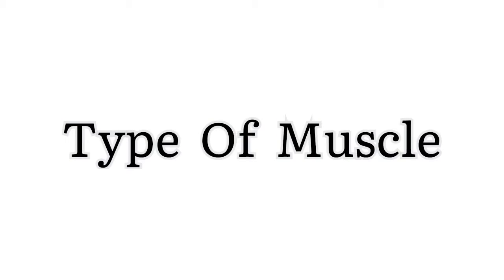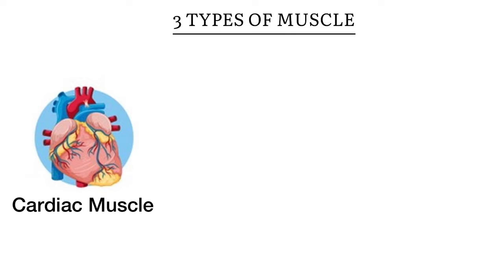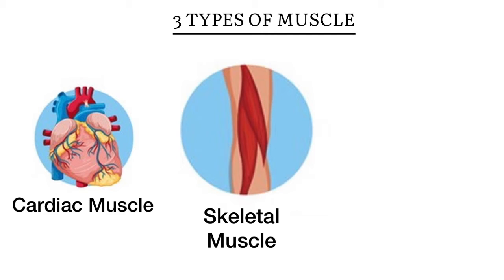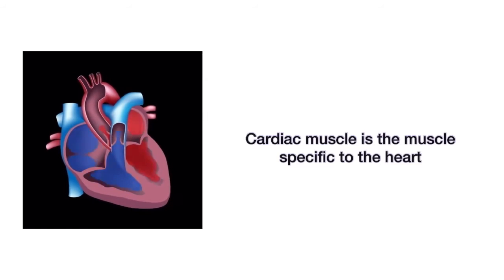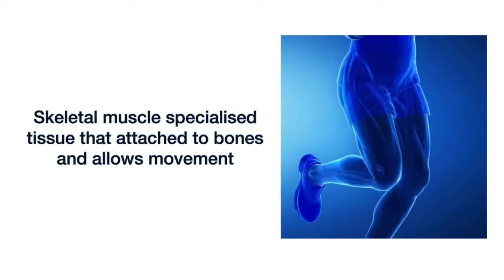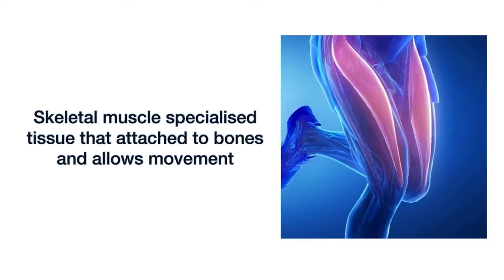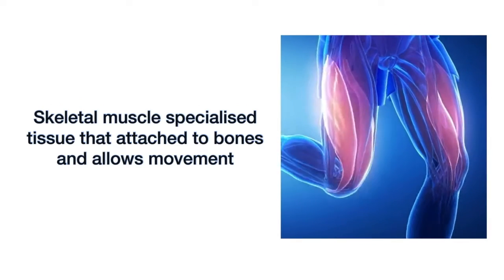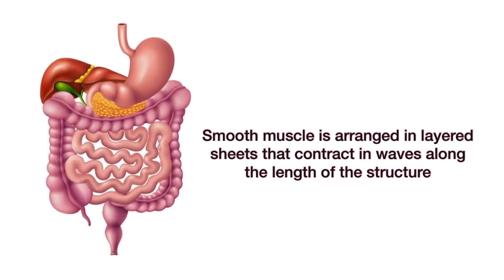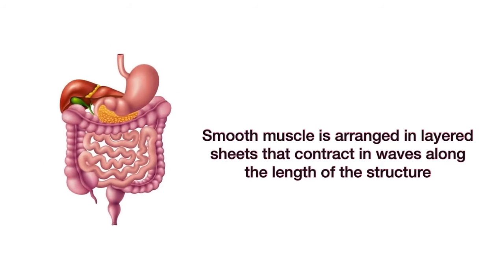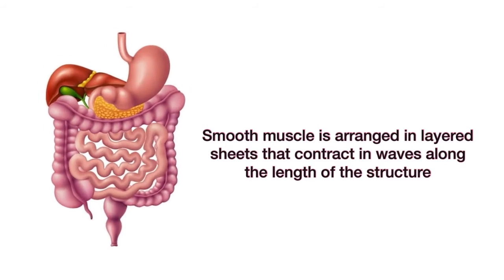There are three types of muscle. The first one we have cardiac muscle, then we have skeletal muscle, the last one we have smooth muscle. Cardiac muscle is the muscle specific to the heart. Skeletal muscle is specialized tissue that is attached to the bones and allows movement. Then, smooth muscle is arranged in layered sheets that contract in waves along the length of the structure.